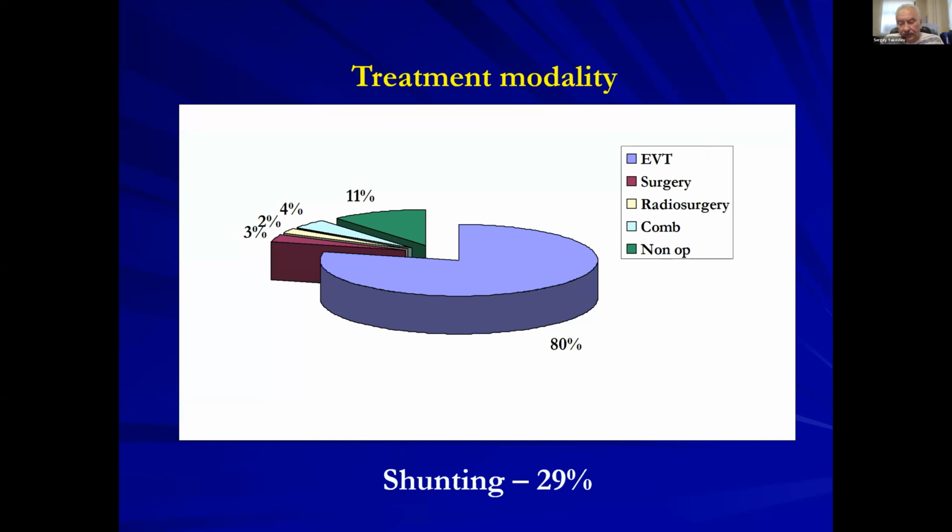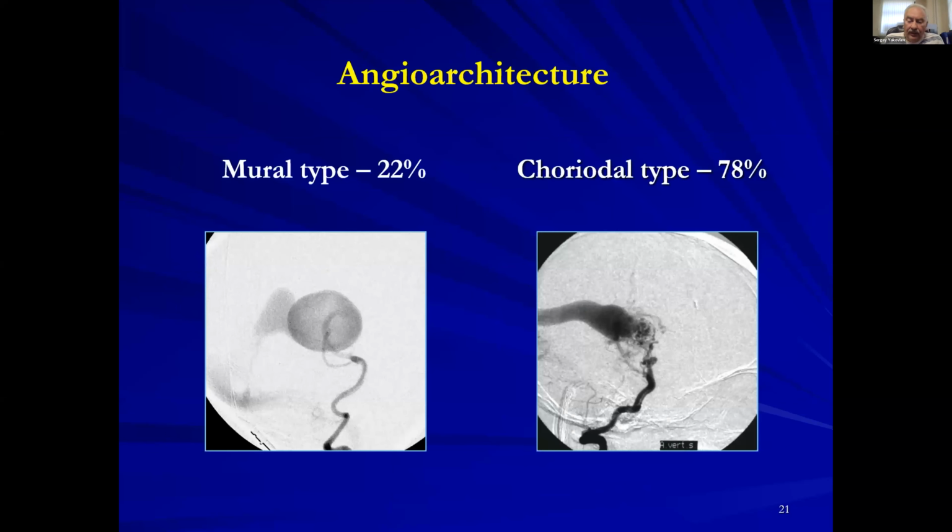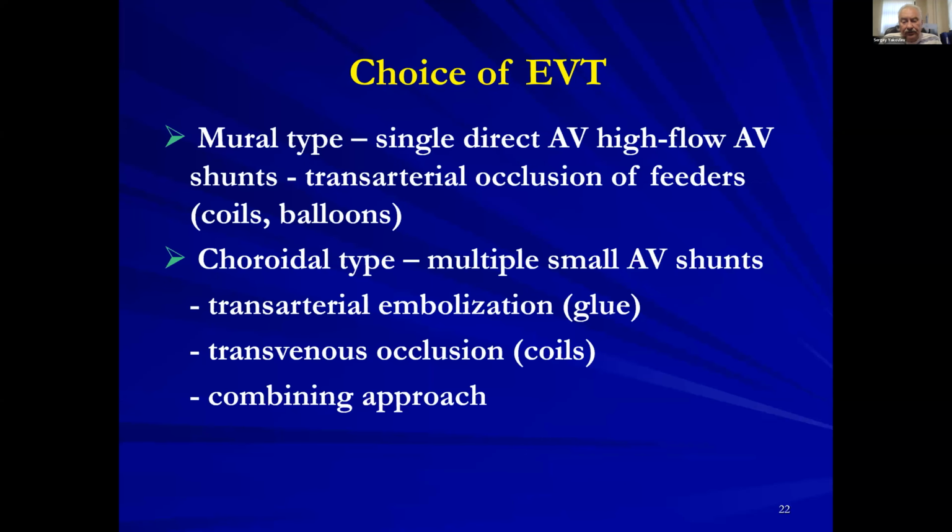Most patients underwent endovascular treatment, as you can see here. The angioarchitecture presented as the mural type, and most patients have a horizontal type. For the mural type, we use transarterial occlusion of feeders, using coils and balloons, and in the horizontal type, we perform transarterial or transvenous embolization, using a combined approach.